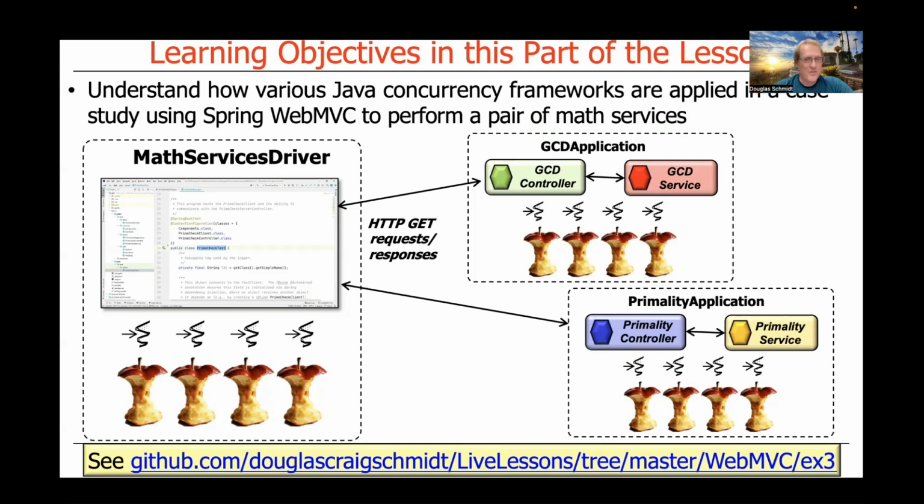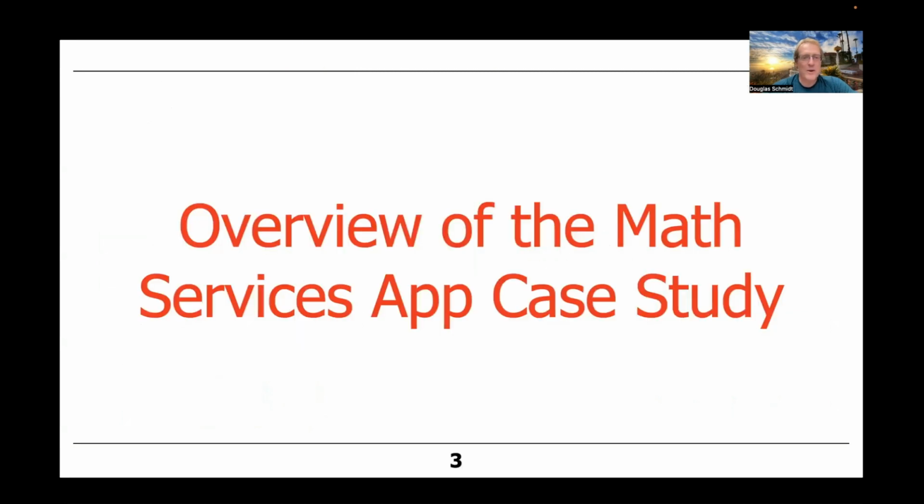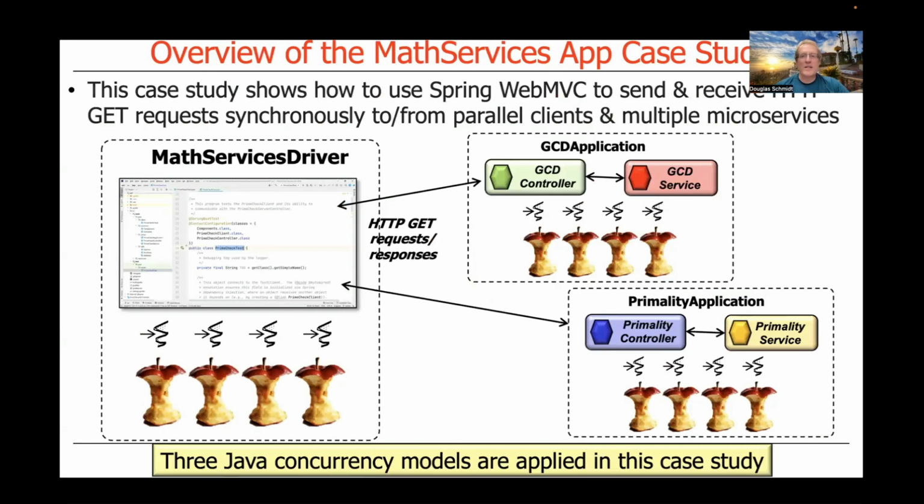And as usual, you can find this code in my GitHub repository, in the EX3 project, in the WebMVC folder, in my live lessons GitHub repository. So we're basically showing how you can use Spring WebMVC to send and receive GET requests synchronously, because that's what Spring WebMVC does, to and from clients that are running in parallel, and there'll also be multiple microservices. And the goal of this is to show how you can do multiple microservices.